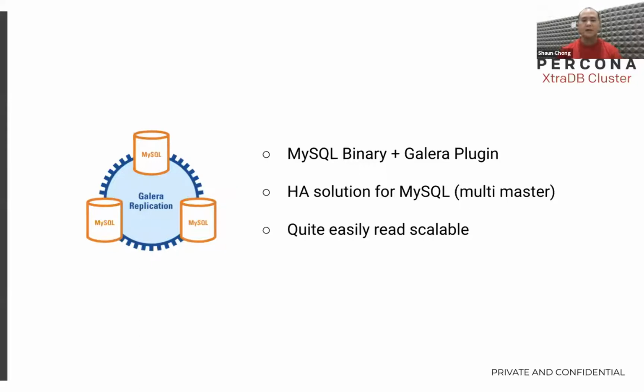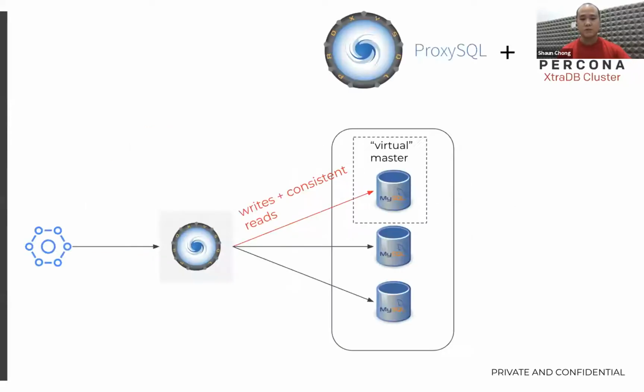Notice I say it's only read scalable, not really write scalable, because in Galera replication, all nodes are full replicas of one another. So a write on one node will result in a write on all nodes. So it doesn't make any sense to even load balance the writes. In fact, for us, as I'll show you later, we keep the writes on a single node, and we do read-write splitting across the other nodes.